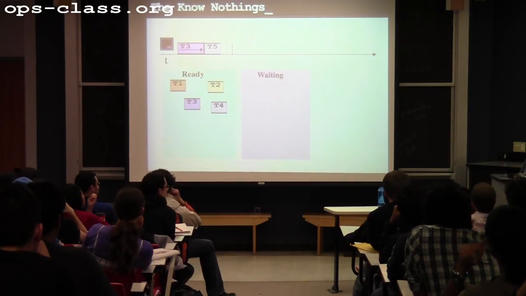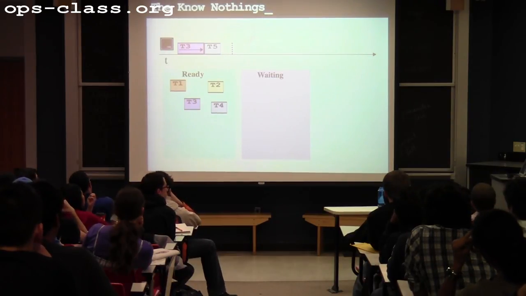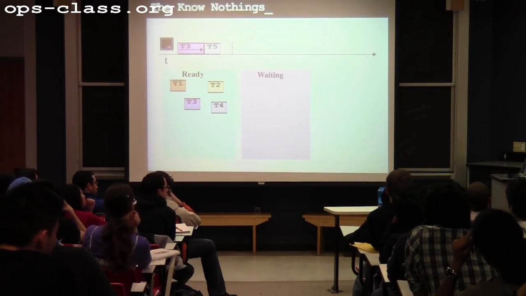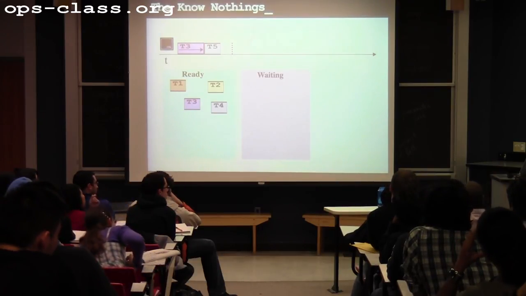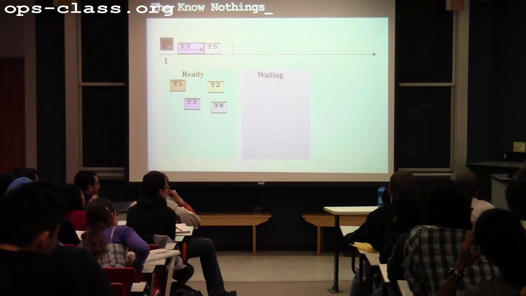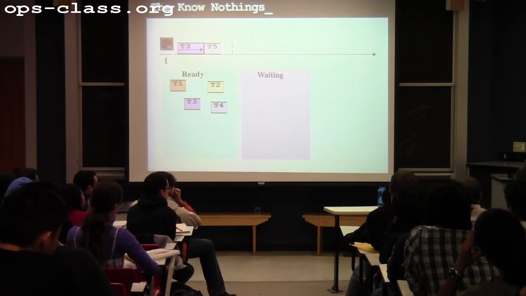So if I'm an interactive task, let's say I'm your shell, what does your shell spend a lot of time doing? You hit a character, and then what does it do? It prints the character on the screen. How long do you think that takes? Not very long.